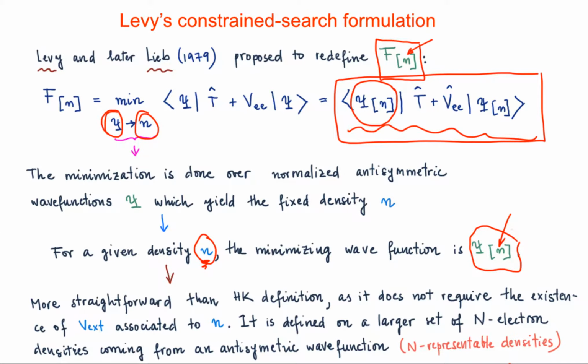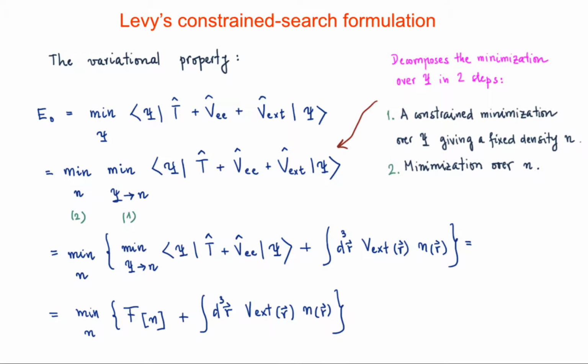So once we have this way of defining the universal functional on the electronic density, we then consider the variational property. We know that the ground state energy is just the minimum of the total Hamiltonian. That's a variational property, a minimization over the wave function of the total Hamiltonian. We have the kinetic energy of the electrons, the electron-electron interaction, and the interaction of the electrons with an external potential.